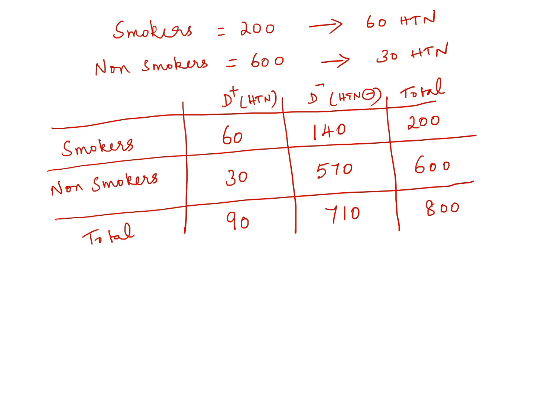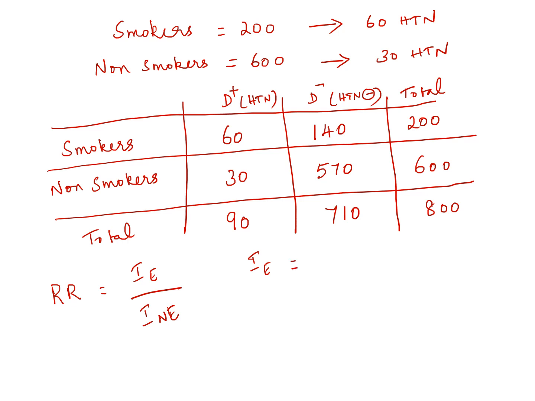Once you have made this table correctly, it is very easy for you to calculate the answer. They have asked you the relative risk in question, and relative risk we have already discussed. It is nothing but incidence among exposed divided by incidence among non-exposed. So it is nothing but how common is your disease among the exposed individuals. Now, how to calculate this incidence among exposed? Incidence is nothing but new cases divided by population at risk.